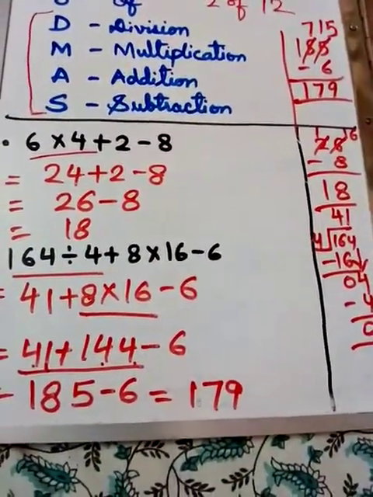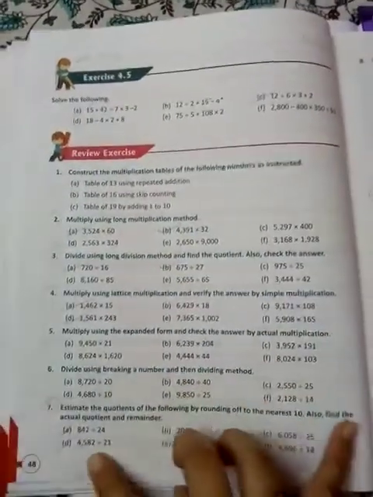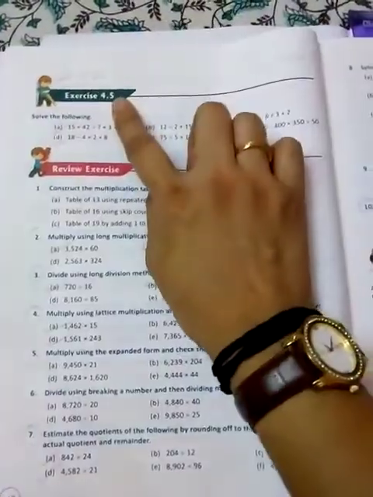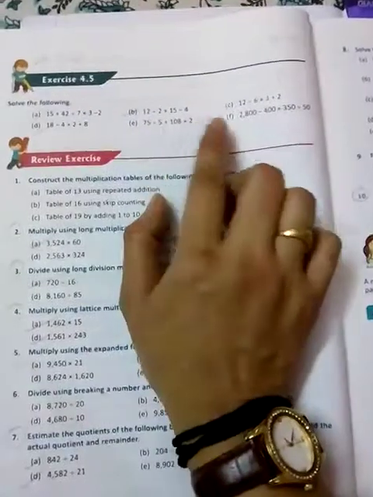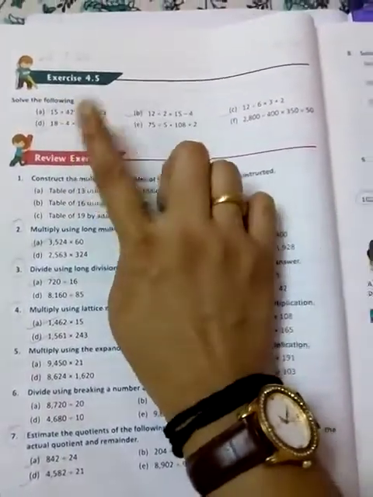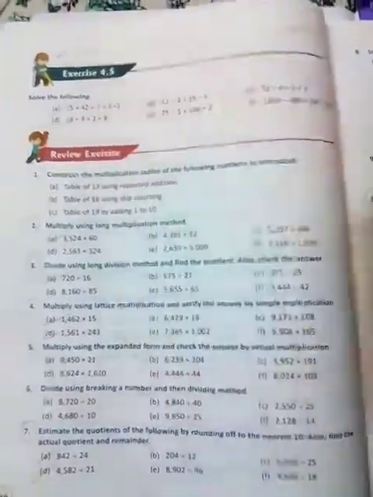I will just show you in the copy. If you look at page number 48, exercise 4.5, I am doing E and F parts as classwork. A, B, C, D is your homework. Let's see.